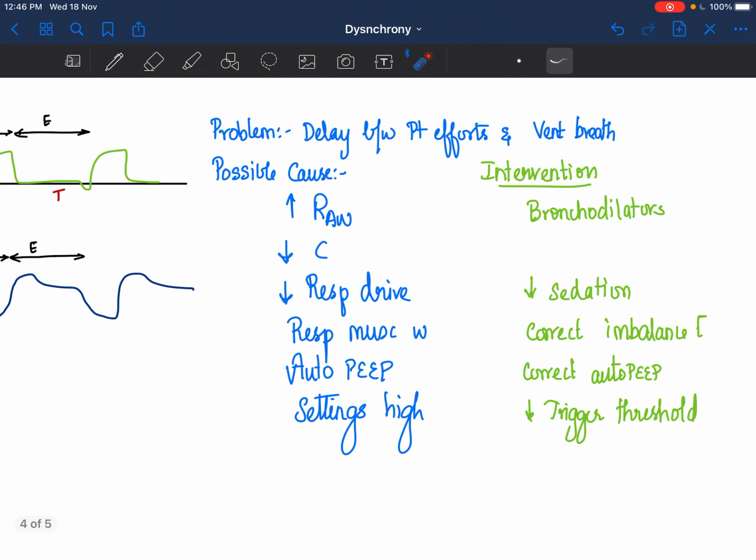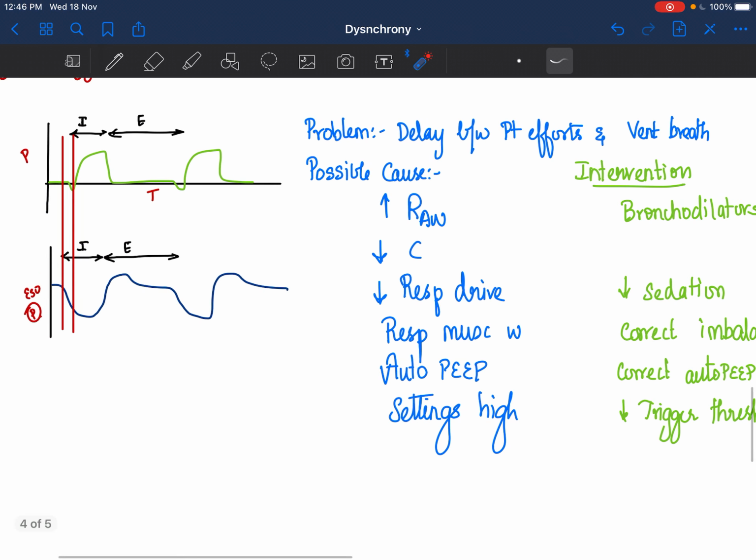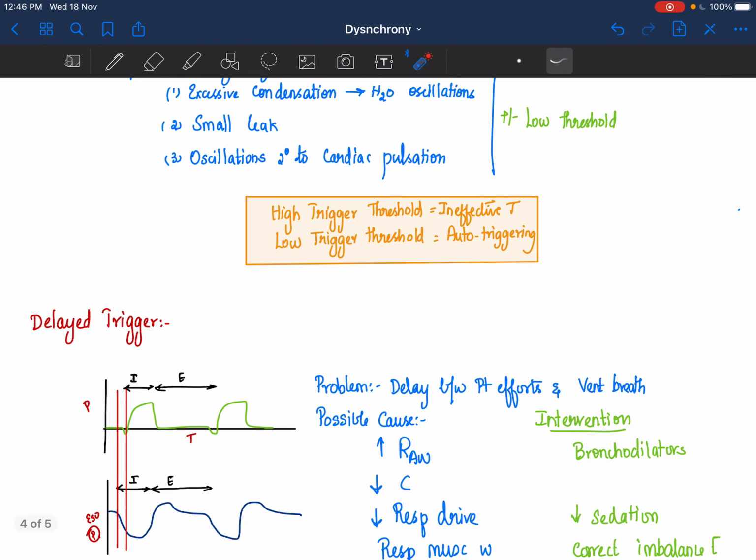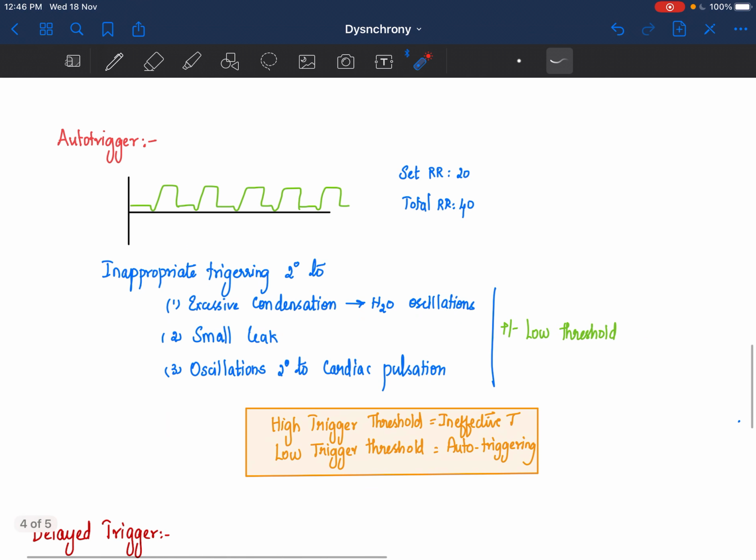If the patient is having too much auto PEEP, correct the cause for auto PEEP. That can again be helped by your bronchodilators. If the settings are set too high, then reduce the trigger threshold. So, these are the causes for your missed and delayed trigger and how do you troubleshoot them. So, these are all ineffective triggering. Now, coming to too much triggering.